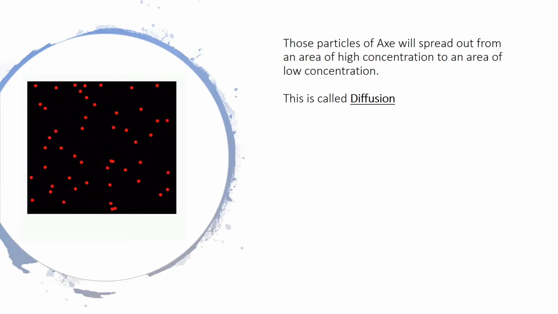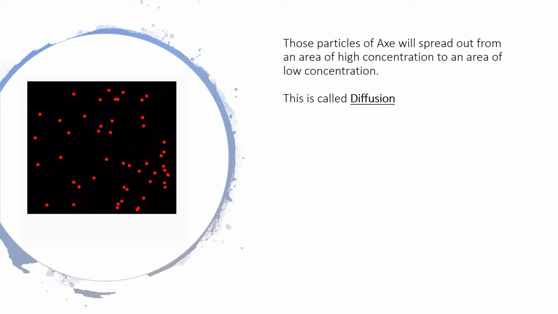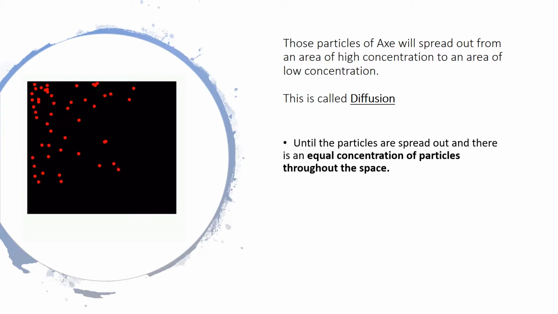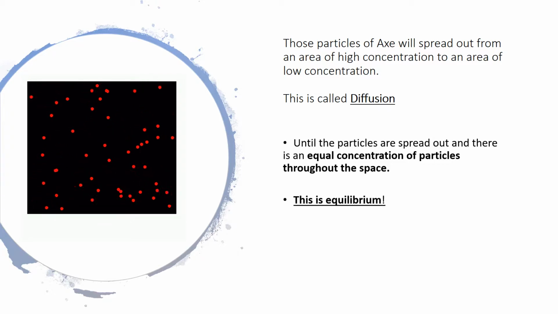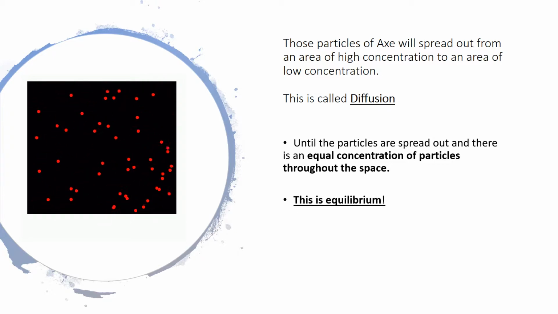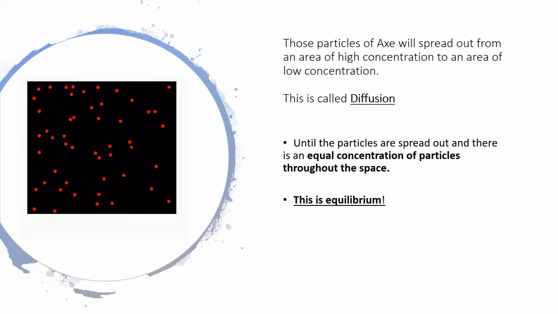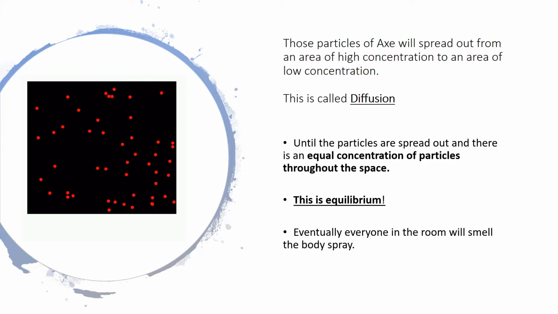That's called diffusion. Diffusion is the natural movement of particles from those areas of high concentration to the areas of low concentration. And they will keep moving until the particles are spread out, and there's generally an equal concentration of particles throughout the space, and that's what we call equilibrium. So at that point the particles are still moving, but the concentration is pretty even throughout. Eventually everyone in the room will smell the spray, and then we'll all leave the room.